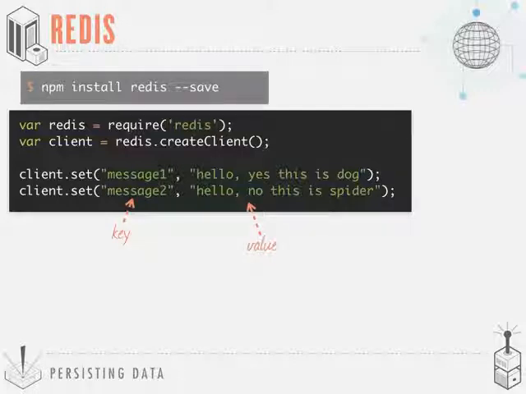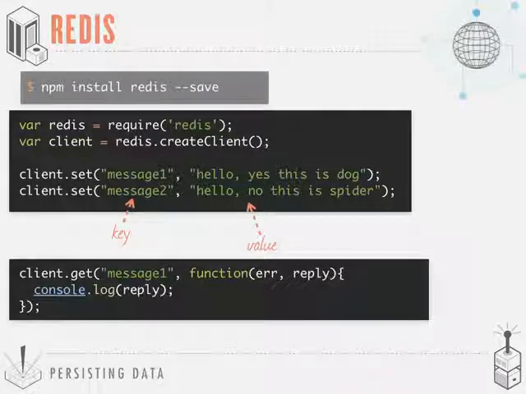To get the messages out of the database, we simply call get, and we send in a callback. This goes with that non-blocking thing. We're going to get this out of the database, but while it's fetching it, we can go off and do other stuff, and then when the value comes back from the database, it will invoke this callback function and log it out to the console.